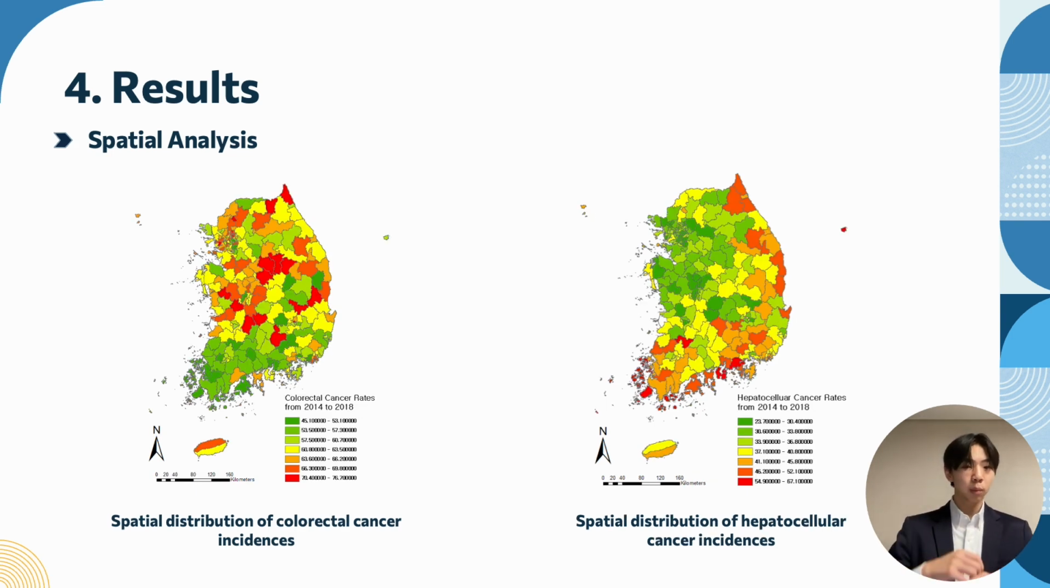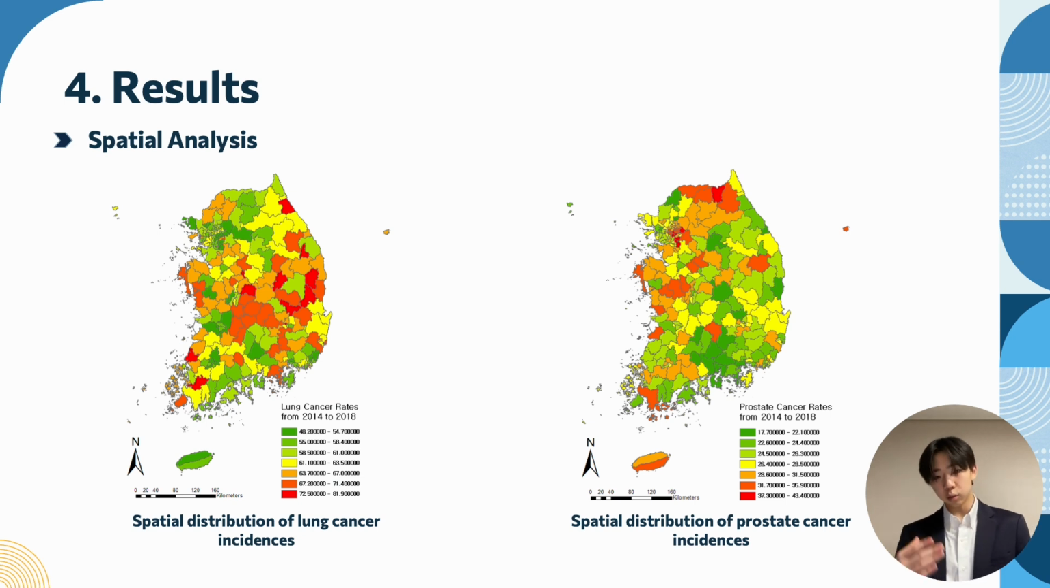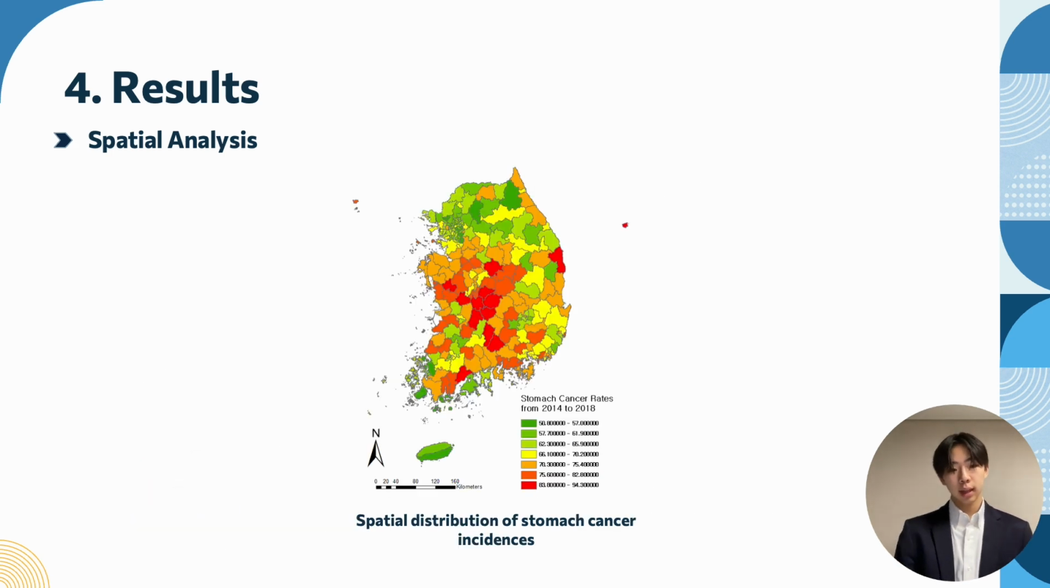Colorectal cancer is more widely spread out, but is focused mostly around the central region of South Korea, while hepatocellular cancer is mostly distributed across the southern and eastern regions of Korea along the ocean side. Lung cancer, once again, is around the central region of South Korea, and prostate cancer is more evenly distributed across the nation. And stomach cancer, once again, is mostly centered around the central regions of South Korea.